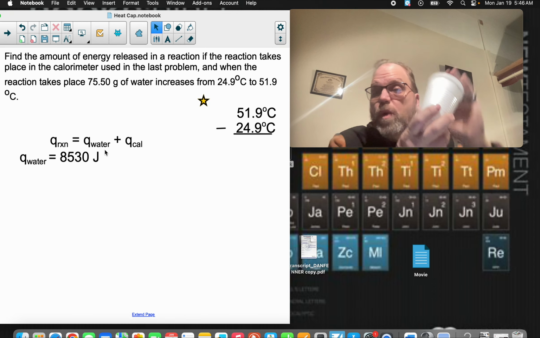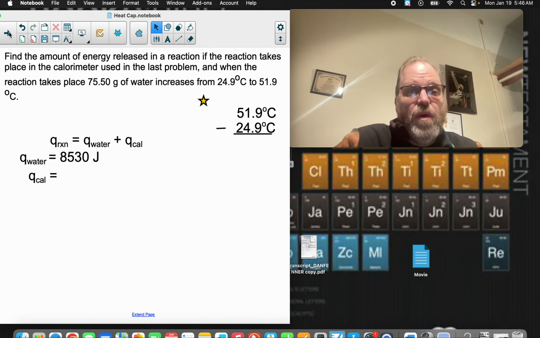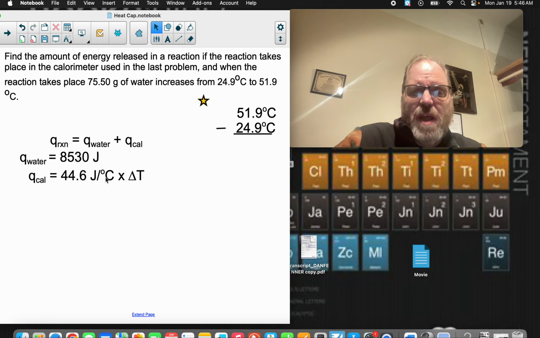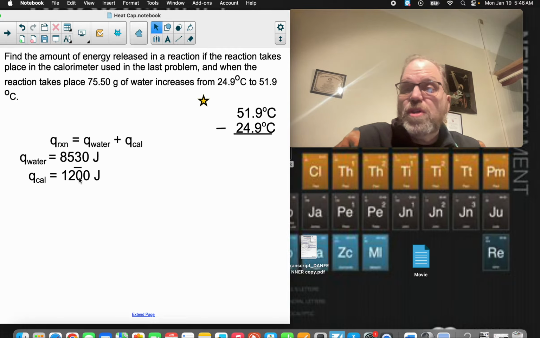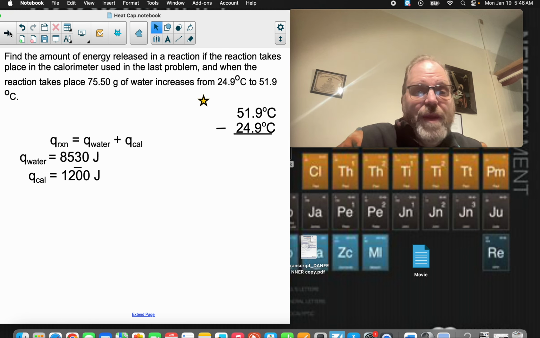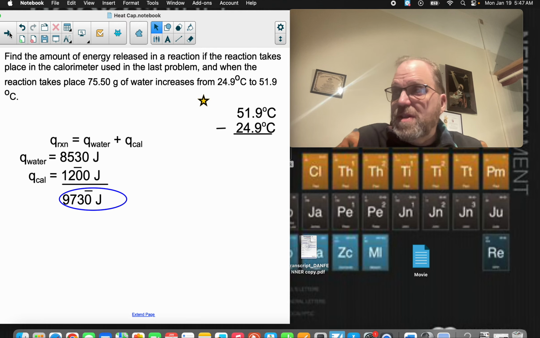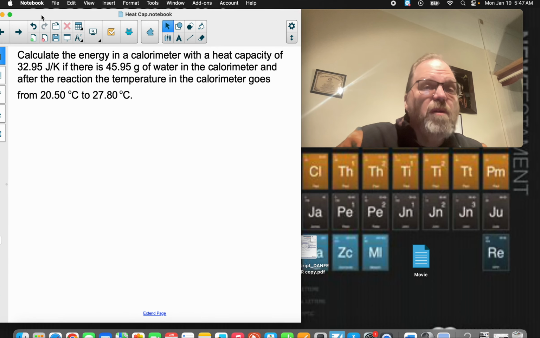Now, how much energy went into the calorimeter? We're going to take the Q of the calorimeter. We said that was the capacity times the temperature change. The capacity from the last problem was 44.6 joules per degree Celsius. Temperature change is still 27.0 degrees Celsius. Multiply those together, we get 1,200 with a bar over the first 0. Add them up, and we get 9,730 joules, or 9.73 kilojoules, would also be correct.